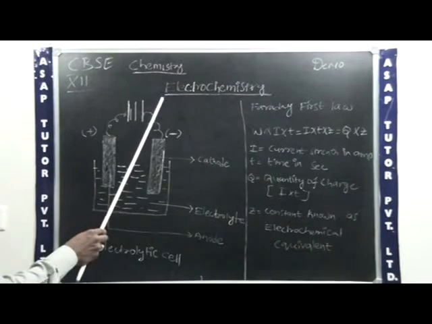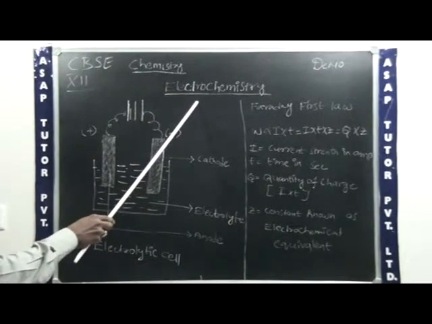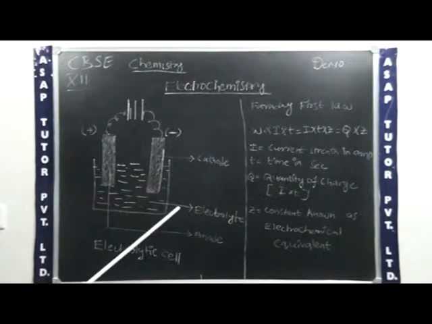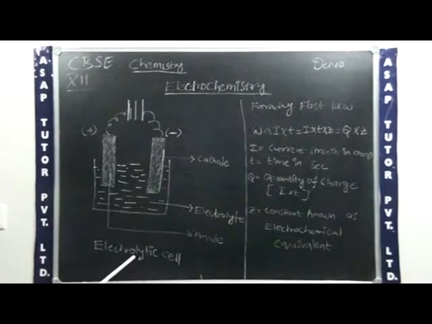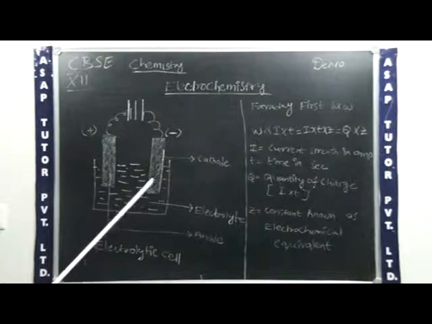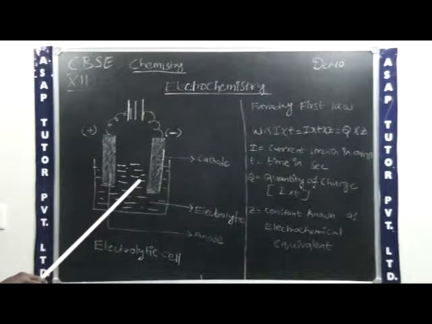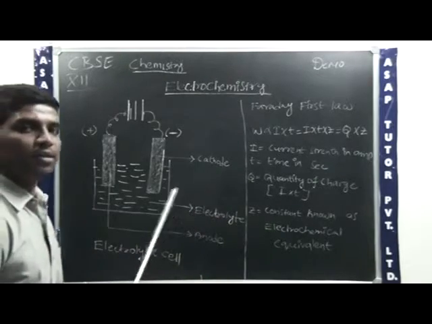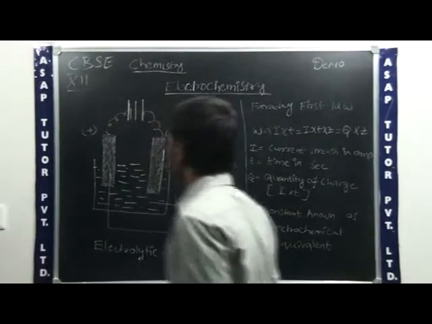In electrochemistry, when the reaction is converted into product, we use some cells. Those cells we call electrolytic cells. I can define that one. How does it work? How is the reaction converted into products in electrochemical cells? First we see that one.